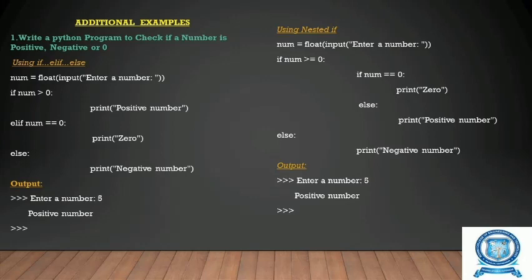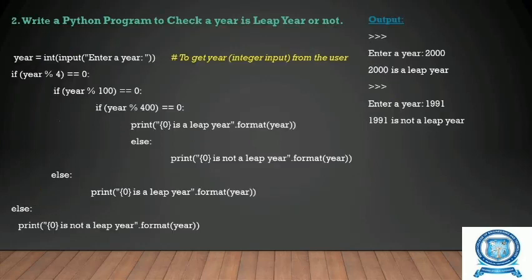Then when we are using the nested if, in the same way we are getting the input, then we are checking whether the number is greater than or equal to 0. If it is true, then we are checking whether it is equal to 0. If it is 0, we are printing 0, or else we are going to print positive number. Otherwise, we are going to print it as a negative number. In the output, we enter a number 5, so we take it as a positive number. Now let us see another example.